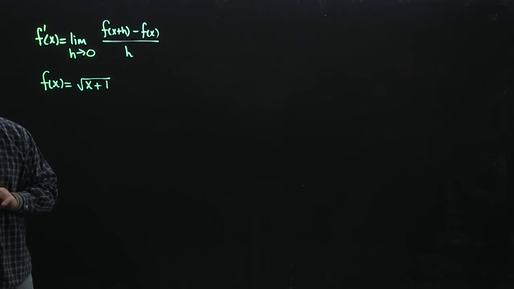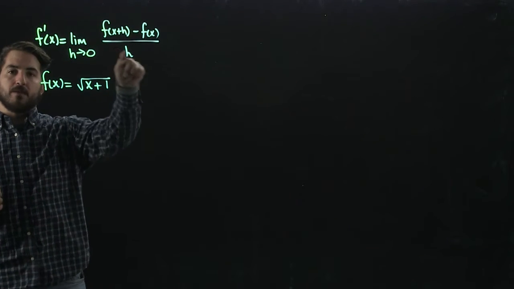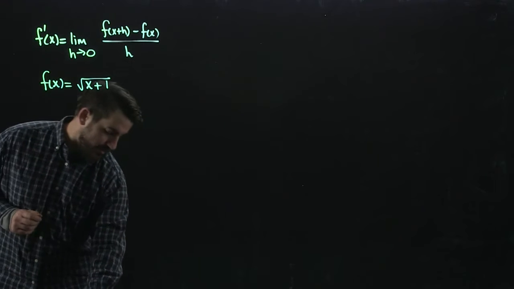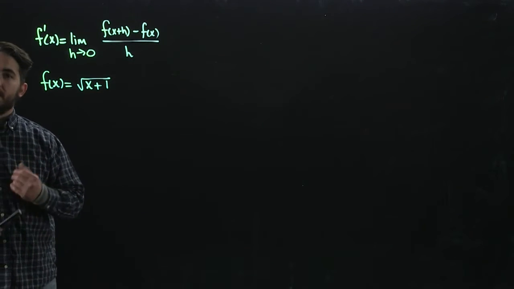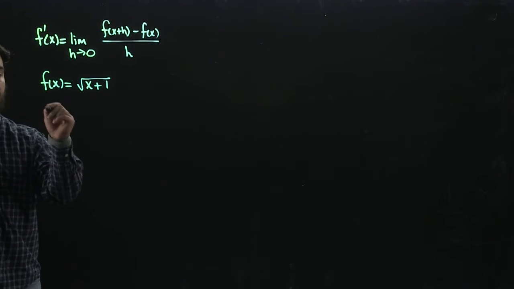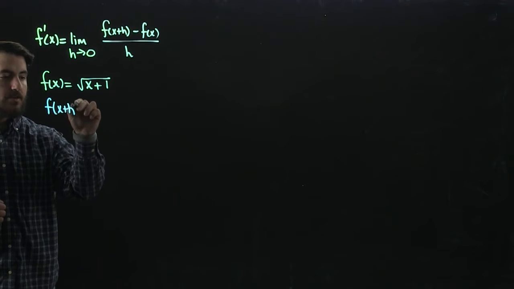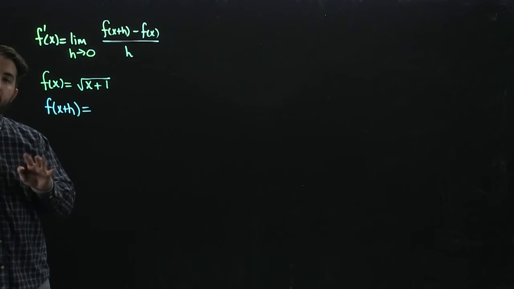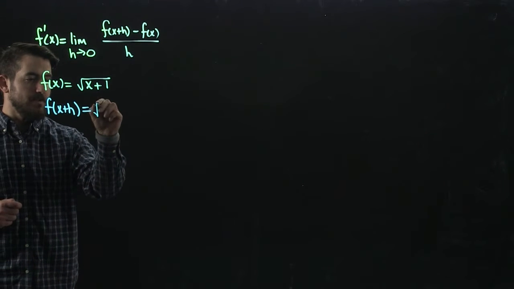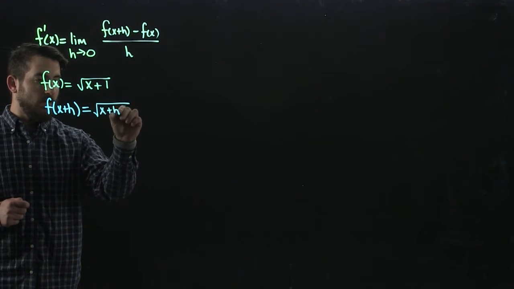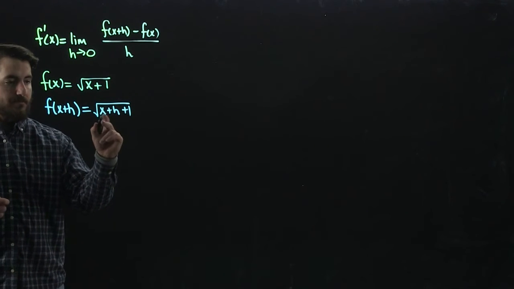So in order to evaluate the limit, I'm first going to focus on simplifying what's called the difference quotient. Now to simplify this, I'm going to do this in 3 steps and then hit it with the limit. So the first step I'm going to do is I want to find f of x plus h. F of x plus h means wherever I see an x, I'm going to replace it with an x plus h. So that's going to be the square root of x plus h plus 1.